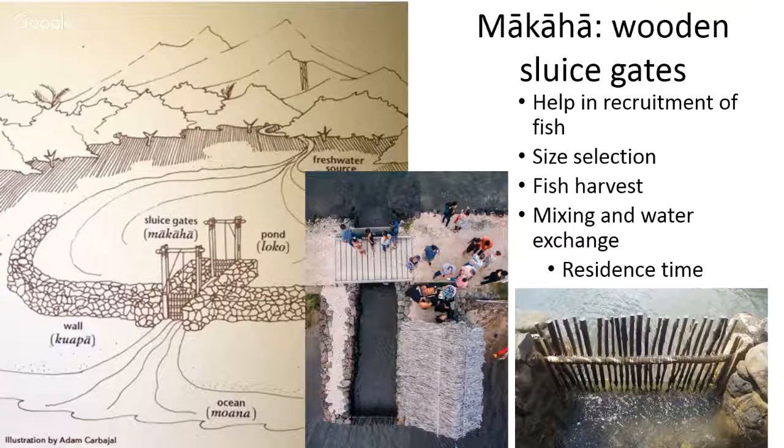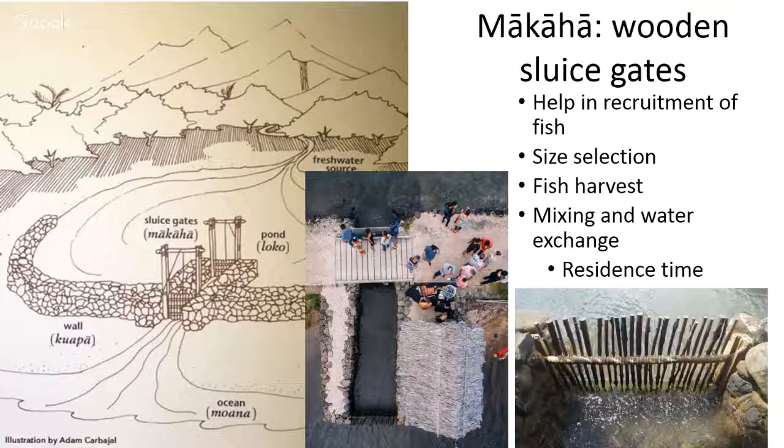And it also allowed fish harvest, because at low tide, when the water was flowing back out, a lot of fish would just accumulate in these mākāhā channels. So the Hawaiians would usually open one of these grids, and the fish would swim in but couldn't exit into the ocean. They would close the second grid and then have a lot of fish in this mākāhā channel that was basically ready to be harvested.